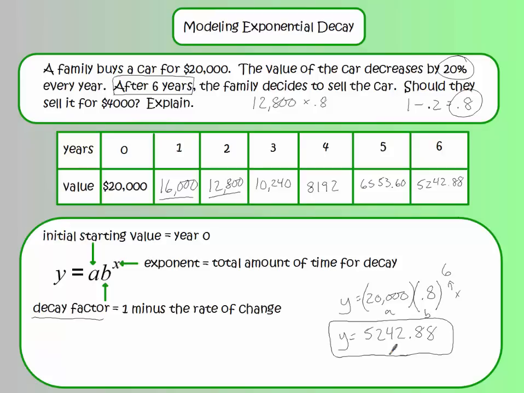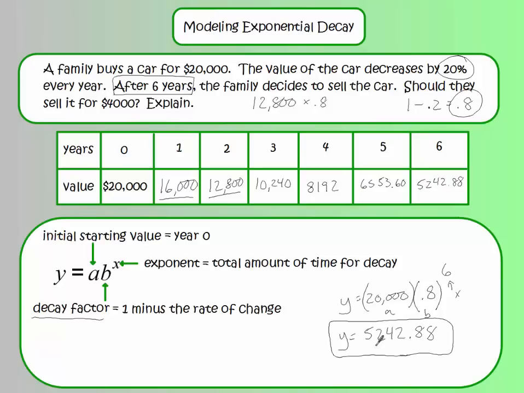So the question said, the family decides to sell the car after 6 years. Should they sell it for $4,000? I don't think so, right? They're going to be losing a bunch of money if they sell it for $4,000. They should probably try to sell it for at least maybe $5,300 or $5,500, and then they can make a little bit of money on the car.